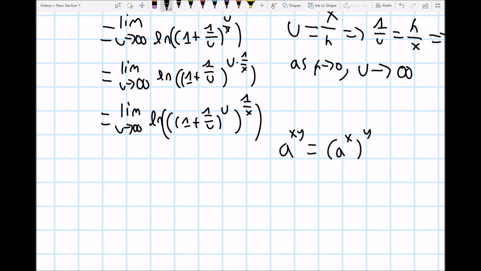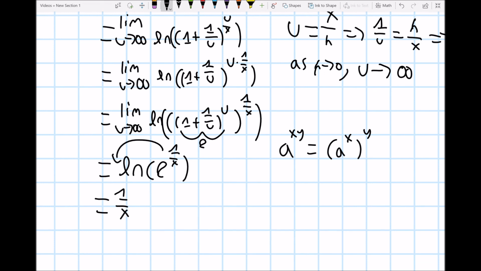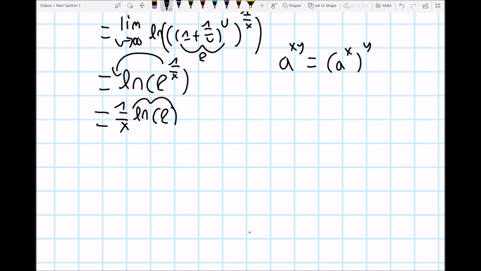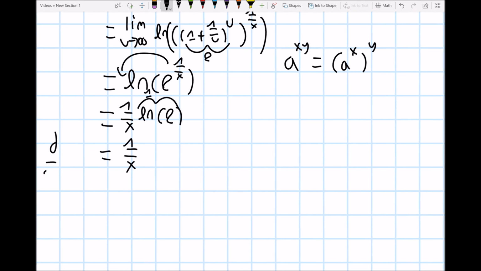Now let's see what we can do. As u approaches infinity, the inside will approach e. So this is actually e now. Now that we've used this to become e, the limit goes away because there are no other u terms. So this is just the ln of e to the 1 over x. Then we pull the 1 over x down, and we get 1 over x times ln e. What's ln e? 1. So this is 1 over x. Therefore, the derivative of ln x is 1 over x.